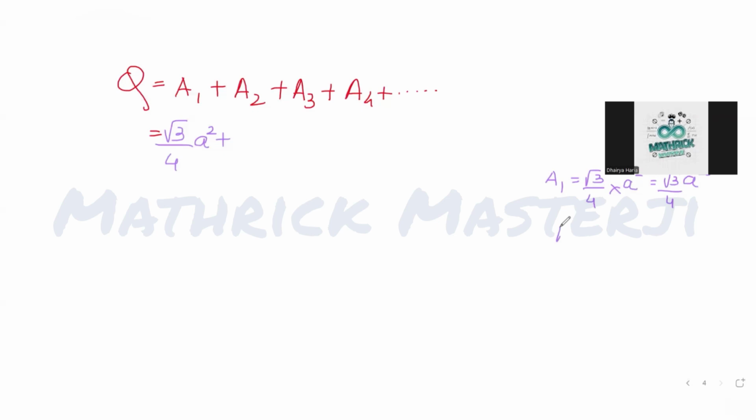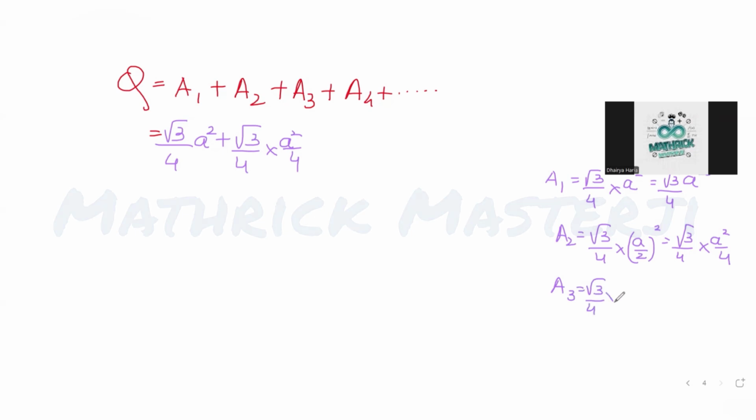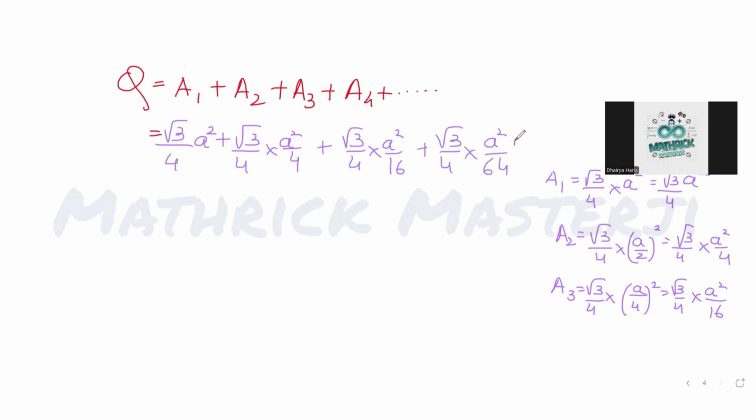The second area, if I find out the side's length was a over 2. So it basically becomes root 3 over 4 times a square over 4. The third area, I get root 3 over 4 times a over 4 squared, so root 3 over 4 times a square over 16. Then I get a over 8 squared, which will become root 3 over 4 times a square over 64, and so on. This also goes to infinite terms.